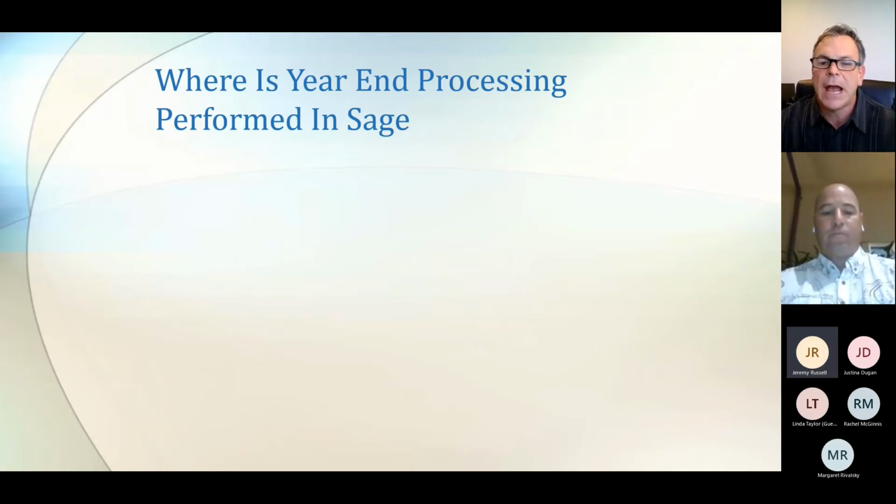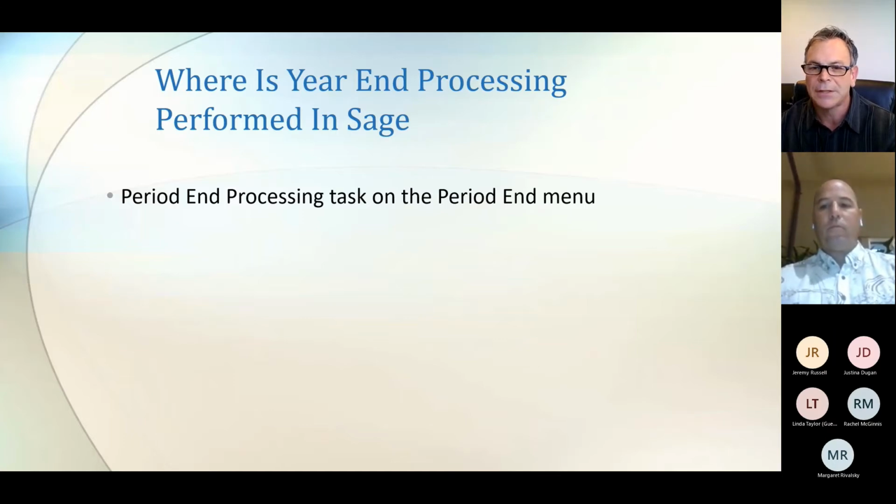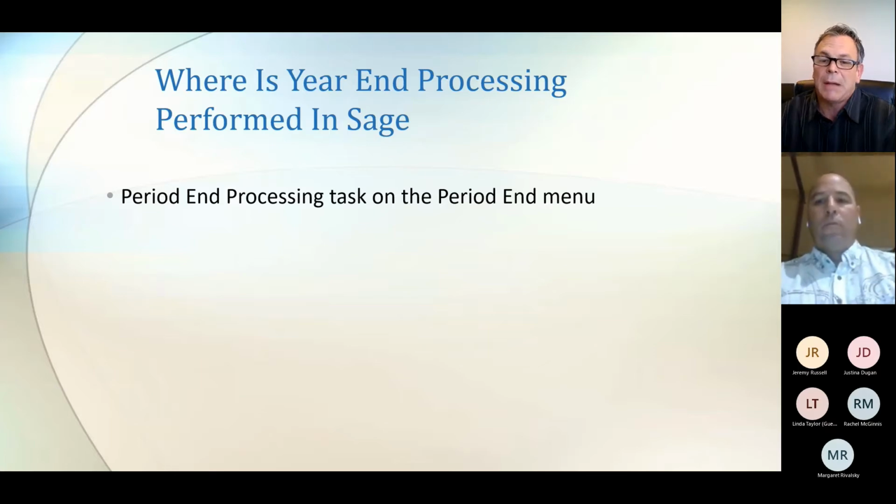Yeah. And this is actually very simple. We're talking about year-end processing because we're at the end of the year, right? But really, year-end processing gets run from the period end task on the period end menu within each module. So you're probably already doing this, right? You may be doing this. You're running a period end process at the end of every month.